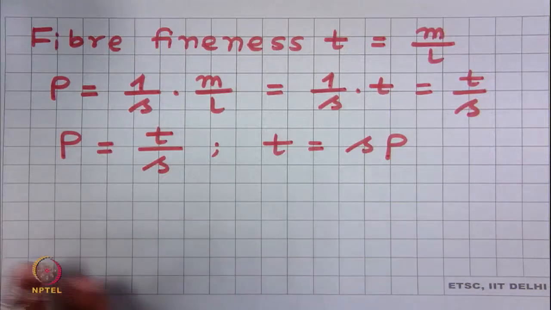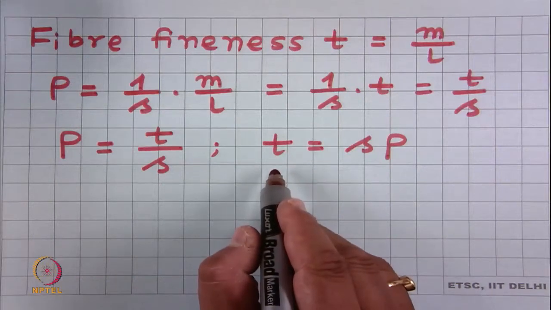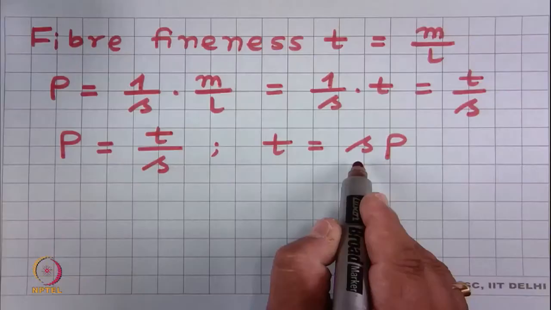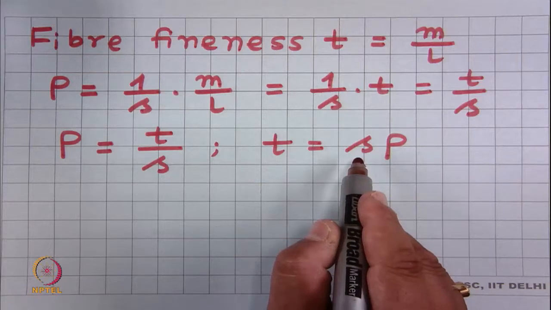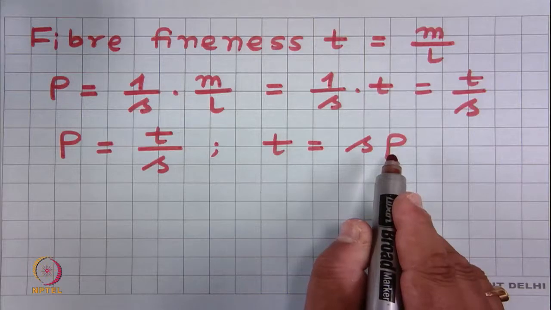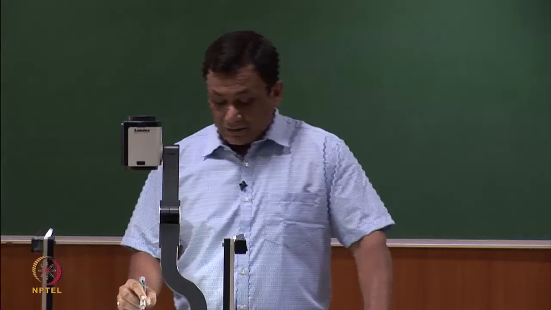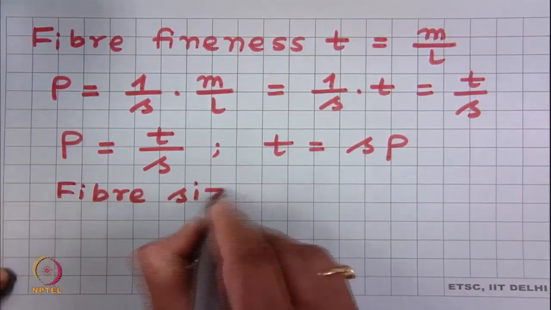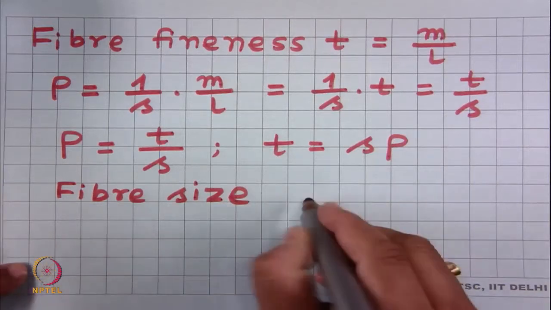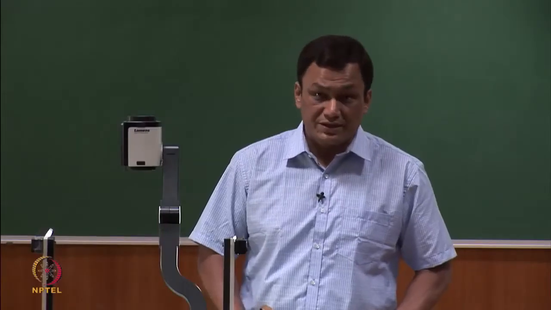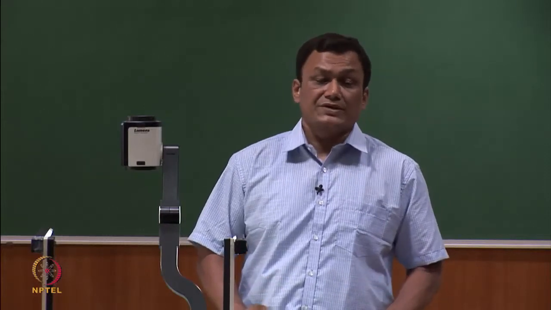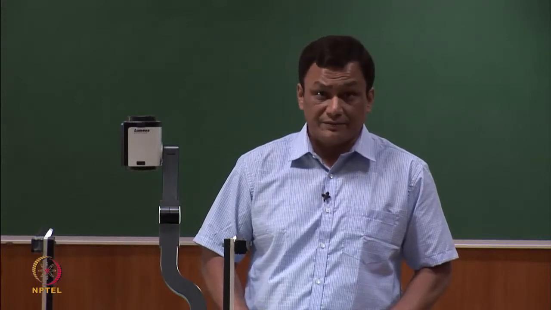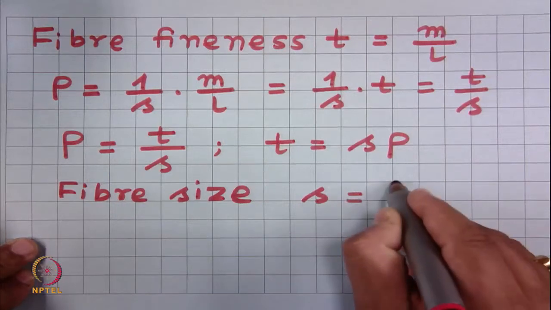Now, what is interesting to see here is that fiber fineness, which we often use to characterize the fineness or coarseness of a fiber, is not equal to the cross sectional area only. However, fiber fineness is equal to cross sectional area into density. That means, if we talk about fiber size or size of any geometrical object, we often use cross sectional area to denote the size of a material, whether a material is thick or thin. So, we use cross sectional area to characterize the size of a fiber. Now, this cross sectional area is equal to fiber fineness by rho.